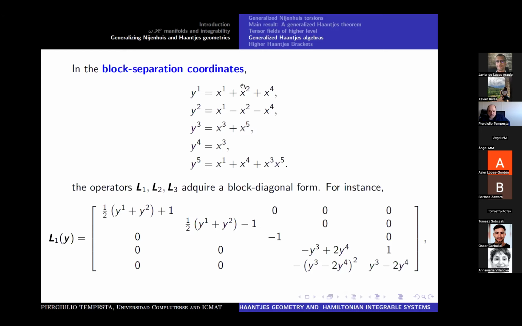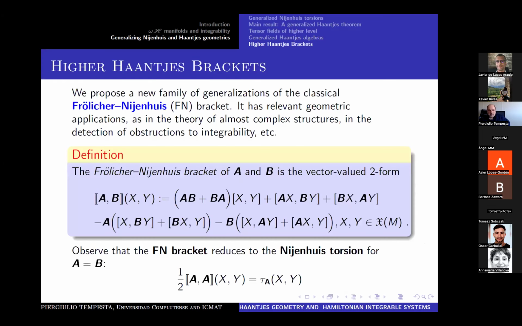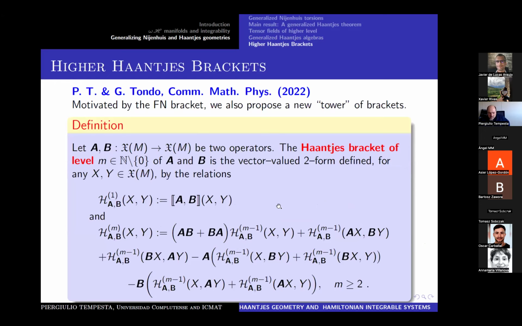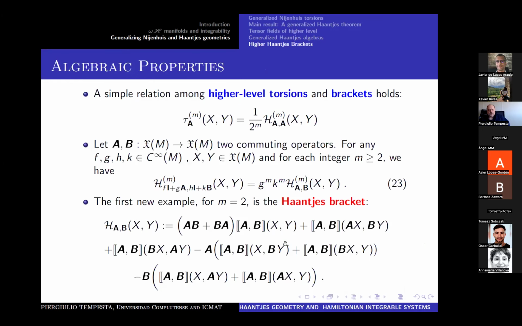And indeed, you can find the coordinates. This is actually quite simple, where all of them acquire a block diagonal form. Okay, I show you just one of these 3 operators. I skip this completely. One can also generalize the celebrated Frölicher-Nijenhuis bracket by using these high-level torsions. So one can define a Haantjes bracket of level n with an algorithmic procedure.